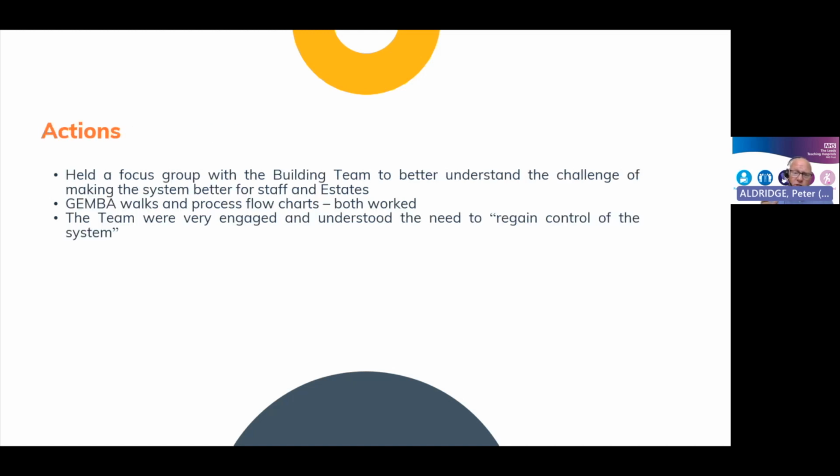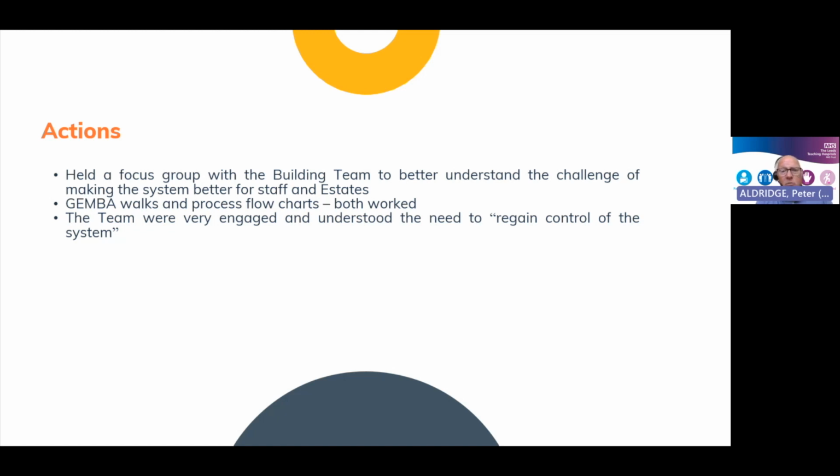What we did was we split the estates team into different disciplines. So the best way to describe it is we've got the engineering team, which is aligned to anything to do with electricity, water, oxygen, kind of anything that flows through our systems. And then we've got the building team, which is the infrastructure, the fabric, the roofs, the walls. And we picked the building team to look at this piece of work with, to better understand the challenge of making the system better for staff and for estates.